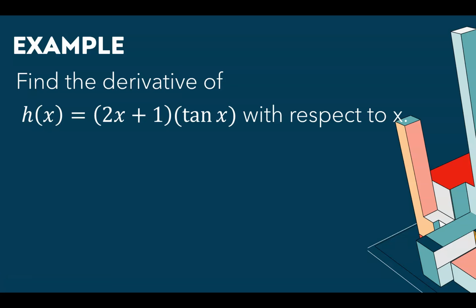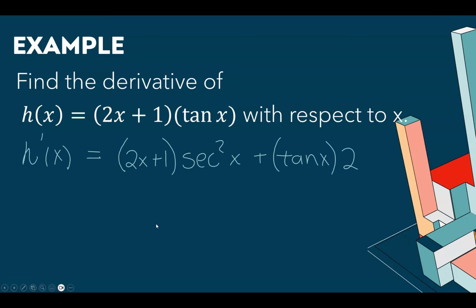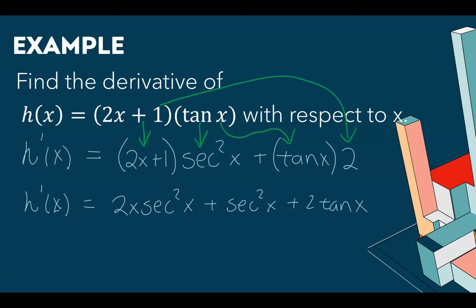Pretty straightforward to find the derivative of h of x, or 2x plus 1 all times tangent x. Another product of 2 functions, and the derivative of a product of 2 functions is the first function times the derivative of the second function, derivative of tangent is secant squared, plus the second function times the derivative of the first, and the derivative of 2x plus 1 is 2. Not much to rearrange here. I just multiplied it out. 2x times secant squared plus 1 times secant squared plus 2 tangent x. I like having that 2 out front. That's a lot more obvious that the 2 has nothing to do with x inside the tangent.